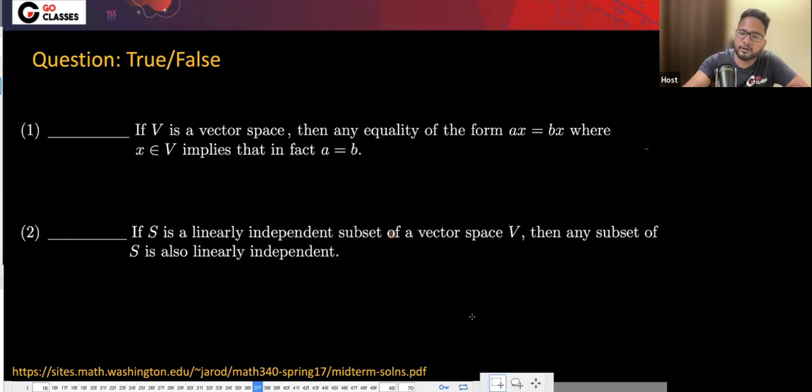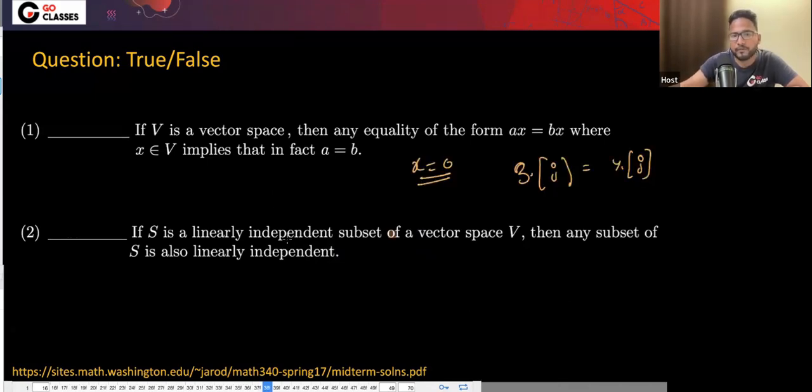Okay. I mean, it is a little counterintuitive, but this is false actually. Initially we don't think of x equal to 0, but what if x equal to 0, right? Let's see this particular question.